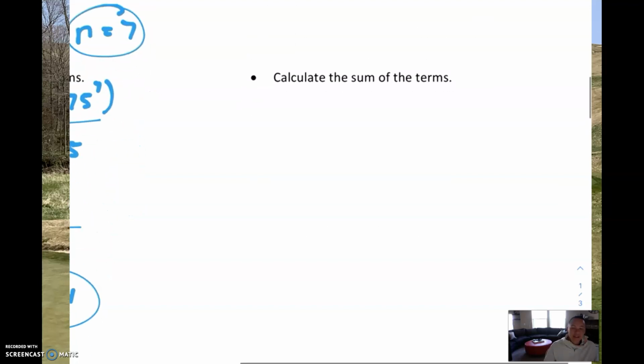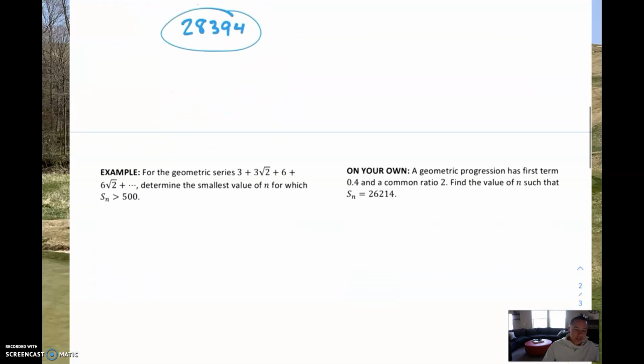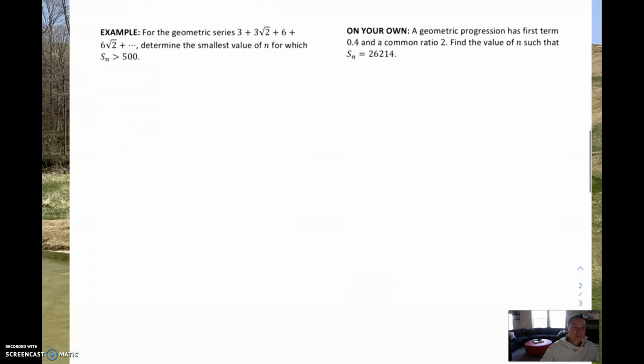and then calculate the sum. When you are all done, come on back for the last one.